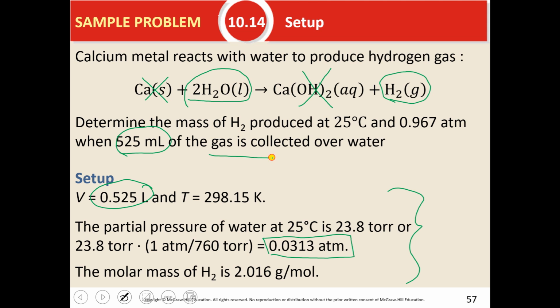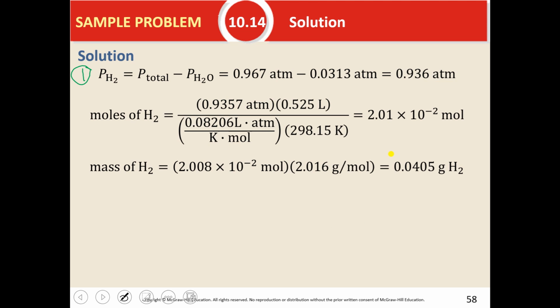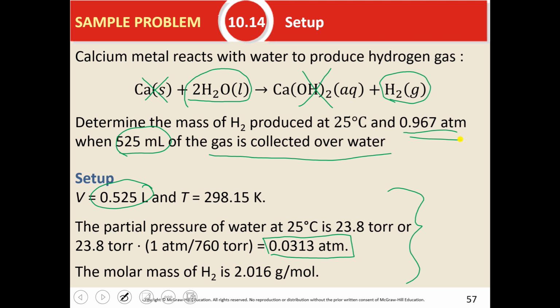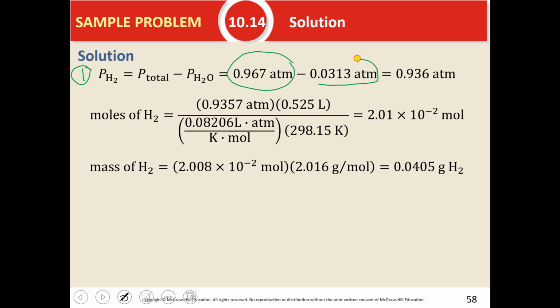Note it said the gas is collected over water. So when we take the total pressure minus the pressure of the water, it will give us the partial pressure of the hydrogen gas. So this was given in the problem. You'll see right here, it was given. This we got from looking at the table two slides ago and converting it from torr to atm. So simple subtraction tells us that the hydrogen gas collected over water is that amount right there.